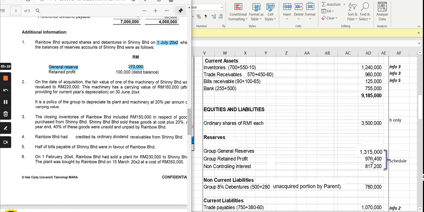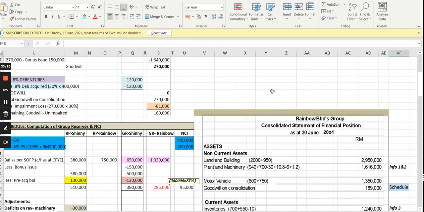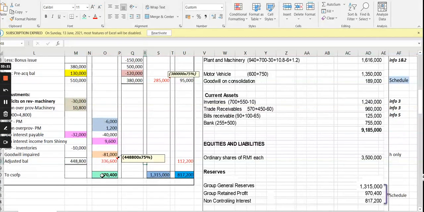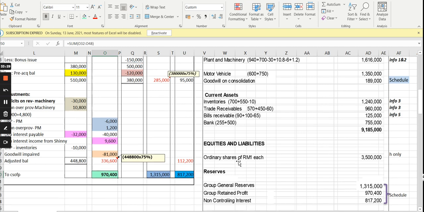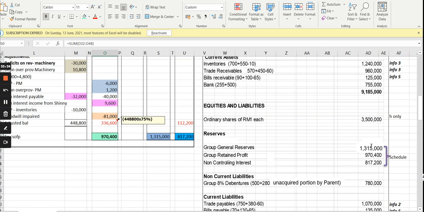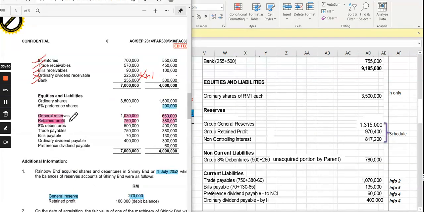Right, and then the general reserve, group retained profit, these are all from the schedule that we earlier prepared. Remember the color, the things that I've done earlier here. This one, right? So you have this figure from here, this from here, and this is from here, right? Ordinary shares will not report the one of the subsidiary because that has been acquired. The debenture, you will just add the debenture of the parent, 500, and you will just take the portion of the one acquired by the parent.